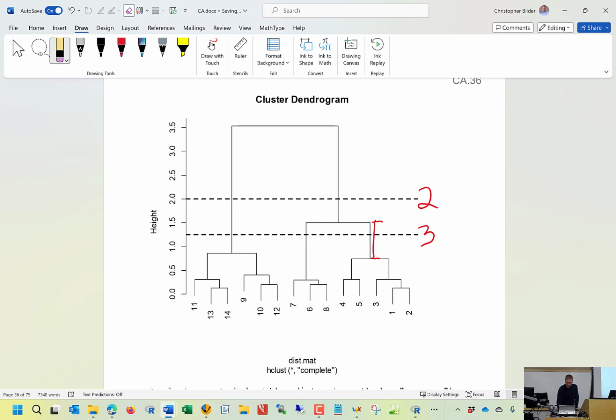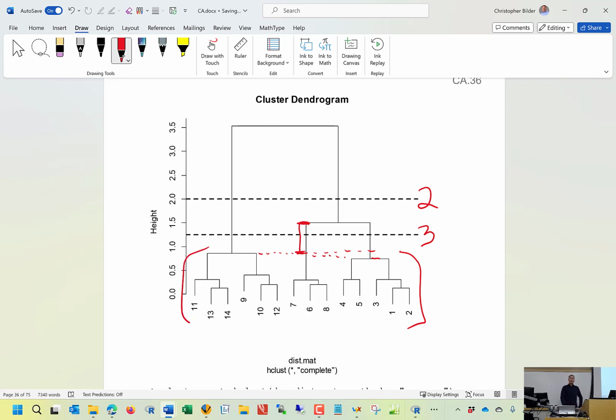Rather, what I was looking at is the distance between successive joinings. So I was looking at here to here. That's what I'm looking at. That distance seems to be much larger than what we've just recently had during this hierarchical clustering process. So in other words, when I say what we just had, I'm looking at these distances.